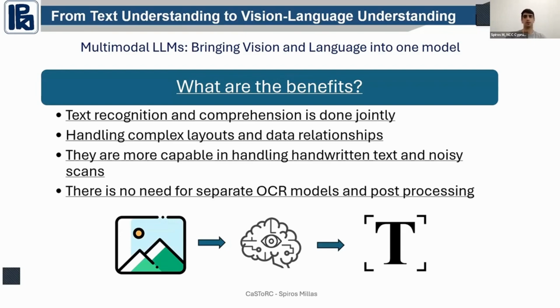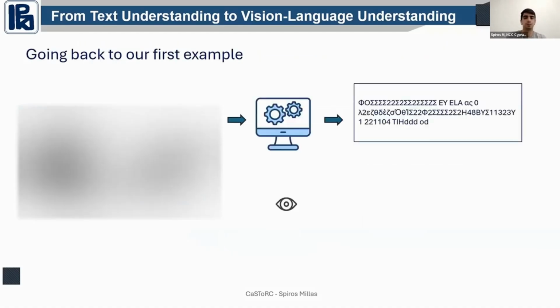And because of that, they can also handle more complex layouts like tables and handwritten text more effectively than a traditional OCR system. They can also deal with noisy or low quality scans. And I mean, the biggest shift in this sense is that we no longer have a separate OCR engine and a post-processing step. You directly use one model to transcribe an image and produce structured and meaningful text output.